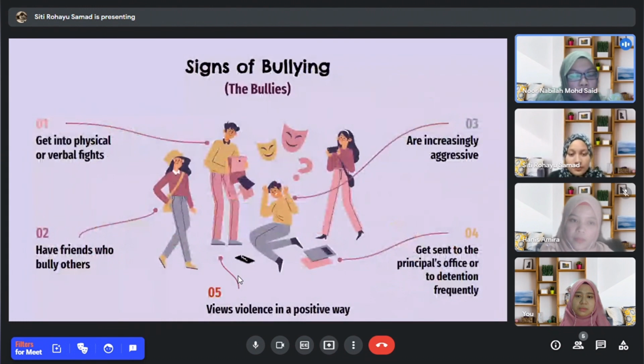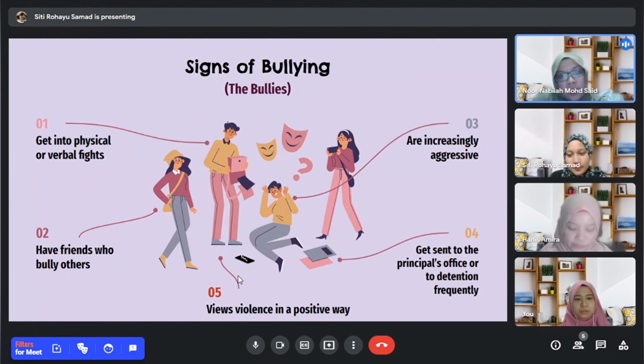Now we will move to the signs of bullying, from both sides, the bullies as well as the victims of bullying. From the aspect of the bullies, they usually get into physical or verbal fights. This happens because they lack empathy as well as sympathy for the other children. And the second one, having friends who bully others.